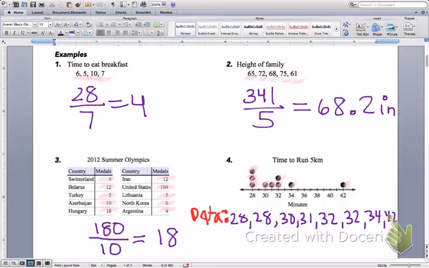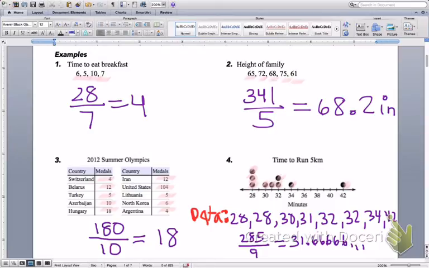Sorry, it's a little sloppy. Now I'm going to go ahead and add them all up. If I add them all up, I get 285. And I'm going to divide that by, let's count them again, 1, 2, 3, 4, 5, 6, 7, 8, 9. This is going to be divided by 9 data points, which gives me 31.66666666, and the sixes go on forever and ever. It's an ongoing number.